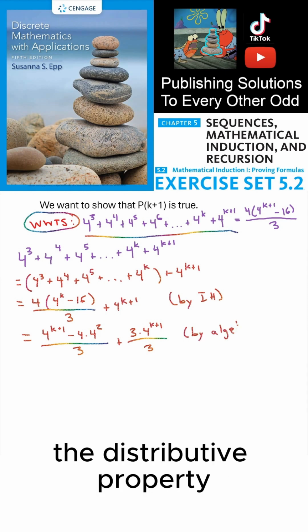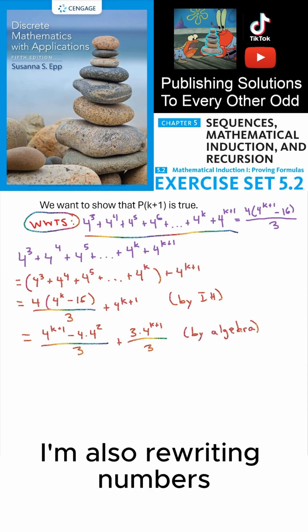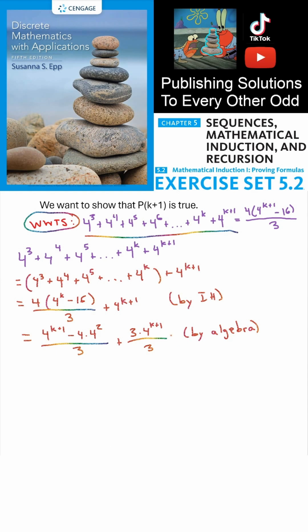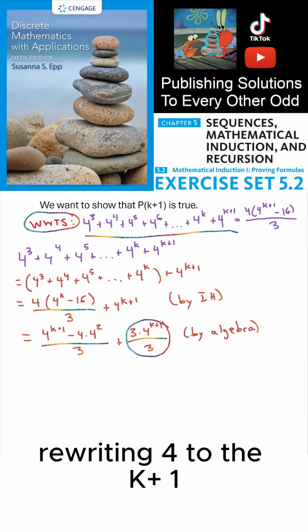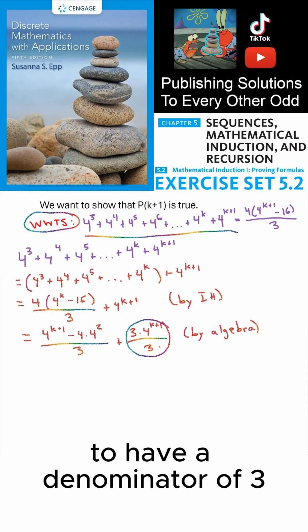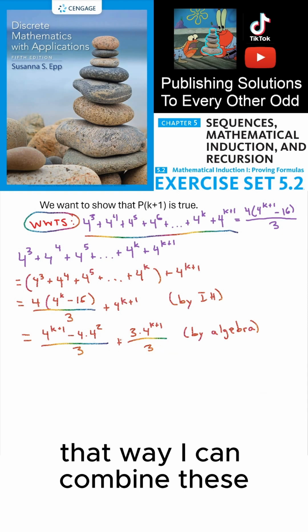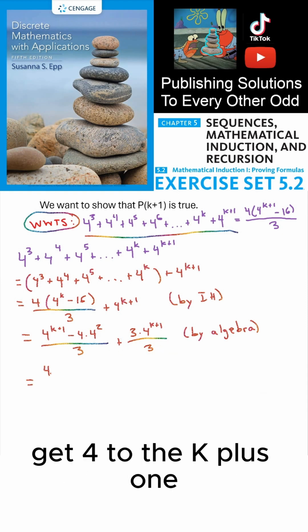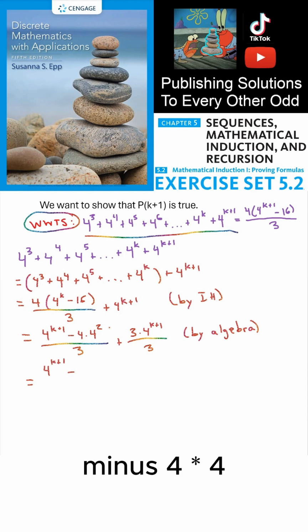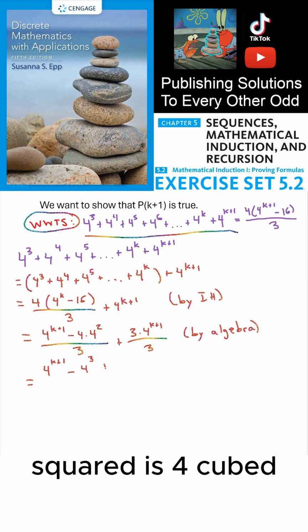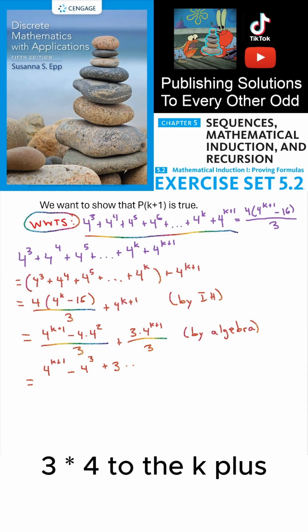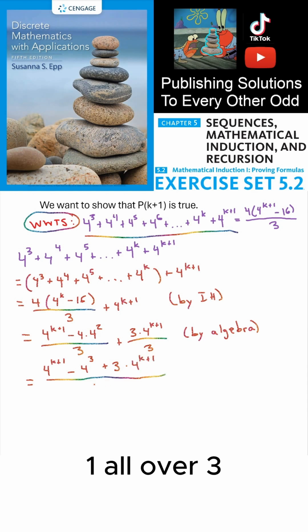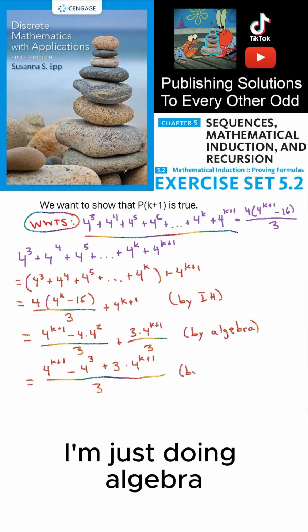So I'm using the distributive property. I'm also rewriting numbers in terms of powers of 4. And I'm also rewriting 4 to the k plus 1 to have a denominator of 3. That way I can combine these fractions to get 4 to the k plus 1 minus 4 times 4 squared is 4 cubed, and then plus 3 times 4 to the k plus 1, all over 3. So right now I'm just doing algebra.